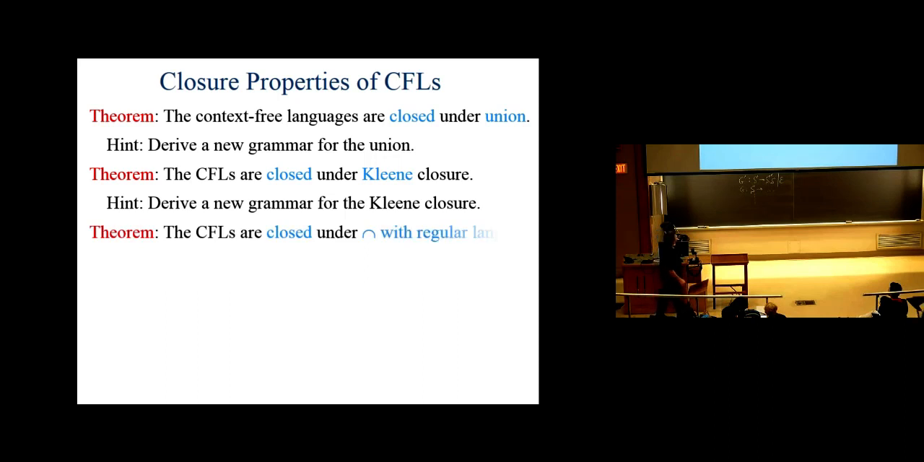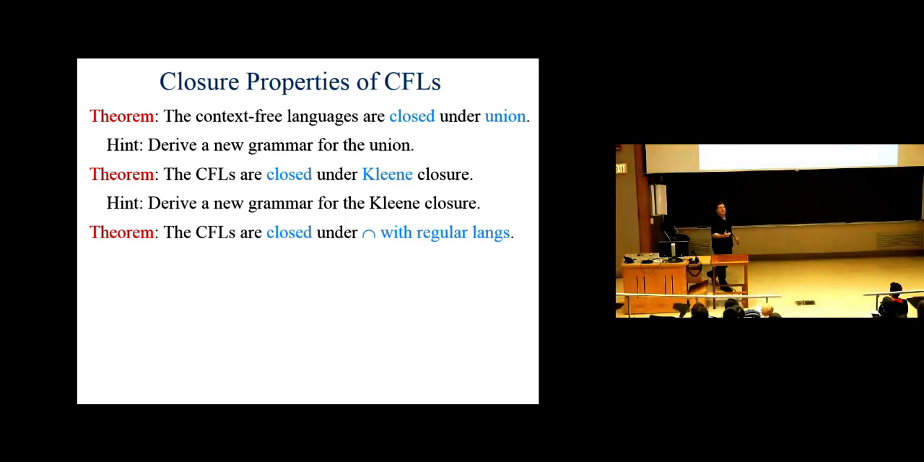Okay. The context-free languages are closed under intersection with regular languages. Why is that true? Why is a context-free language intersected with a regular language necessarily context-free also? Any thoughts? Let me ask an easier question that you've seen before. Why is it that the regular languages are closed under intersection? Try to answer that with 2 words, not 3. What's the proof technique?